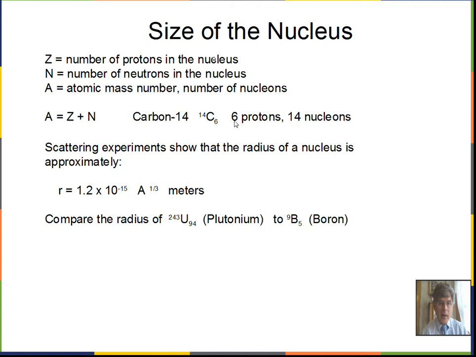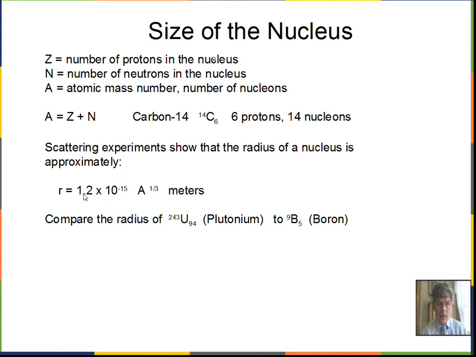So for the scattering experiments, we have an approximate formula. The nuclei are not necessarily perfect spheres, but the scattering experiment gives us a rough measure of the radius of the nucleus: 1.2 times 10 to the minus 15 multiplied by the A value to the 1/3 power. And that gives us a number in meters. So in doing this calculation, you would find the A number, this superscript, put that in, use your calculator to take a cube root, then multiply that result by 1.2.